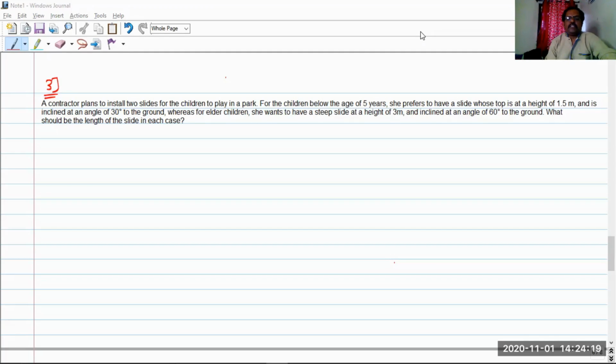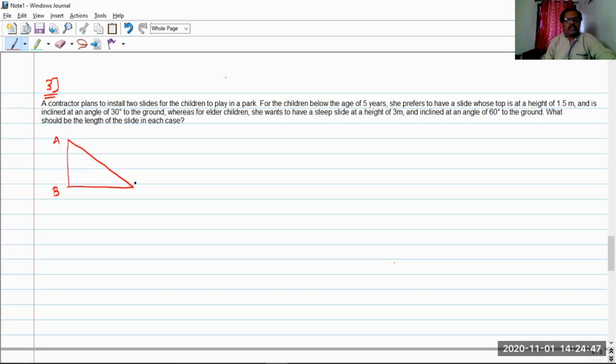So I think you got the idea what it is. It is related to a children park in which 2 slides are to be installed. So let us have the diagram for the same. So let us consider the first one. Say AB is the height of the first slide for the younger kids, right? So it is a slide. So here it is the height of the slide, right?